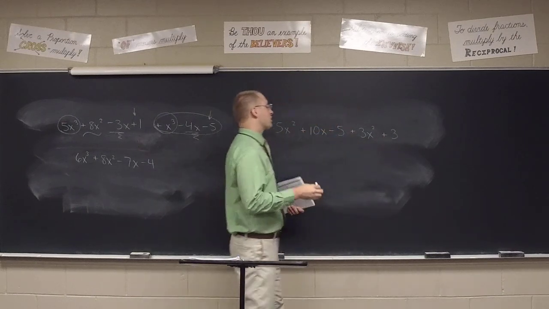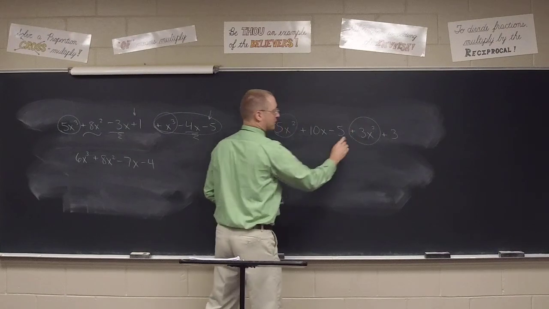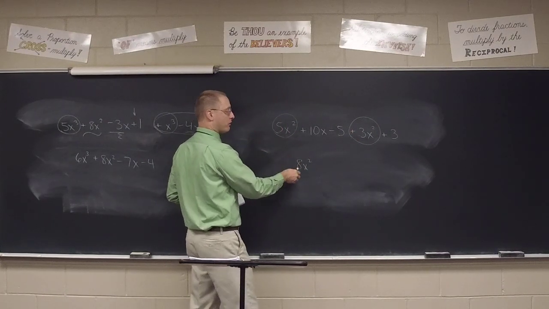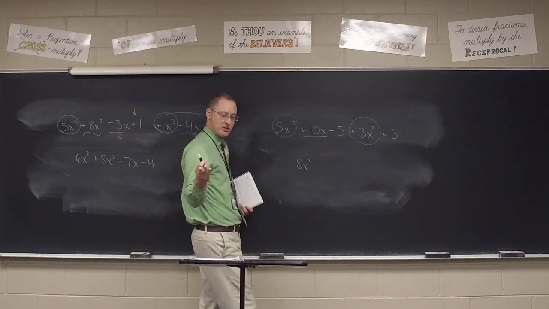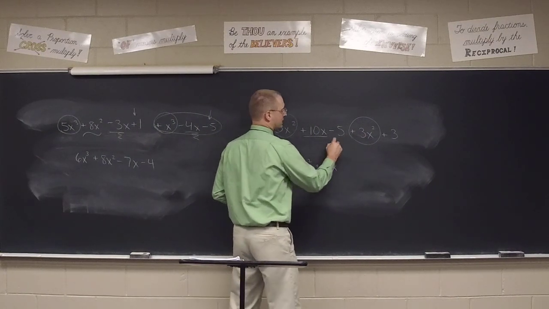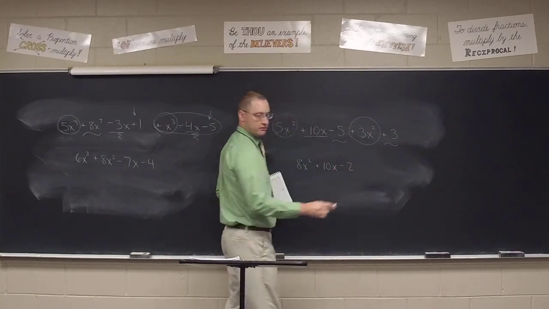There we go. So we distribute first, and then again, it's just what's like terms. Here are some like terms, class, to get 8x squared. Notice we went with the highest power first. Then the 10x has no friends, so positive 10x. It doesn't disappear just because it has no friends. And then the negative 5 and the positive 3 give negative 2. And we're done.